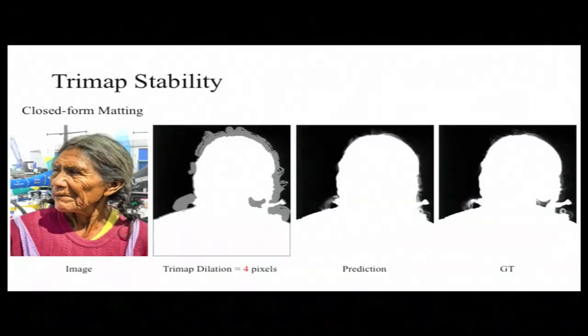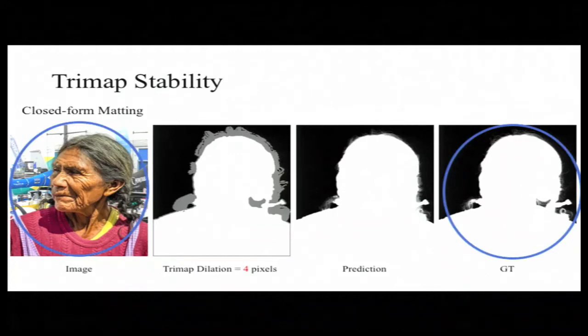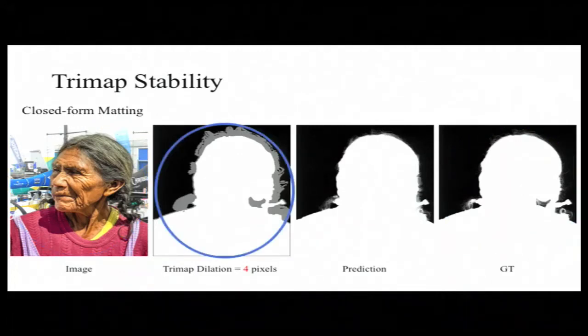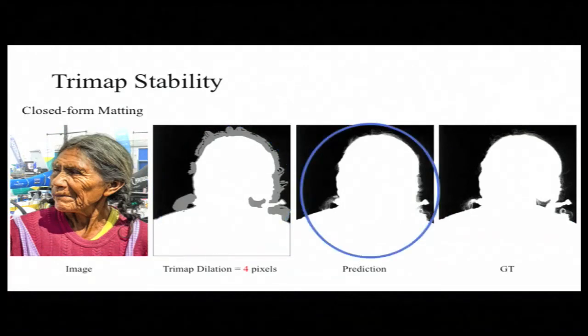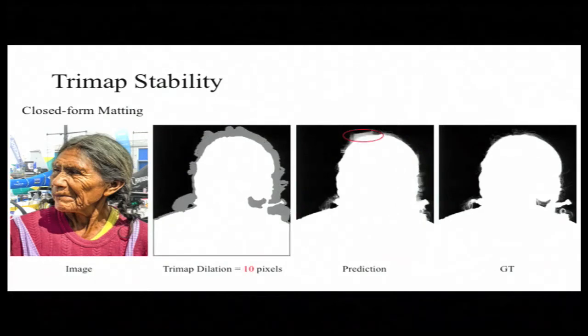Another common problem for previous matting algorithms is that they are very sensitive to trimap placement, which means if the trimap has larger unknown regions, they usually produce worse results. For example, here we have the image and the ground truth. We randomly dilate the ground truth into a trimap, in this case by 4 pixels, and use closed-form matting to get the prediction result. If I dilate the ground truth more, for example by 10 pixels, you can see they get a worse result. And if I dilate even more, by 19 pixels, they get an even worse result. Let me go back and forth several times so you can see the difference.